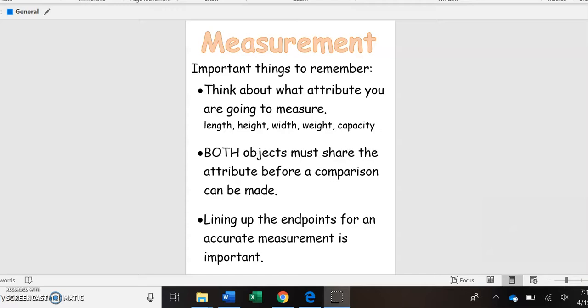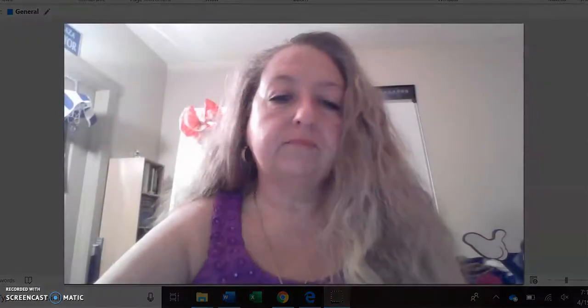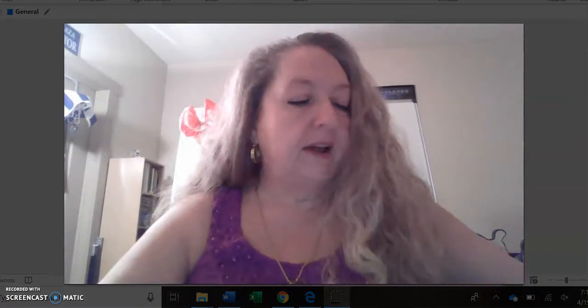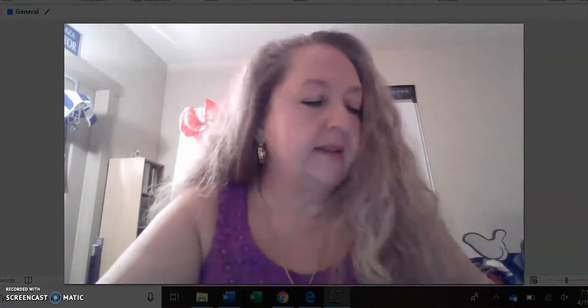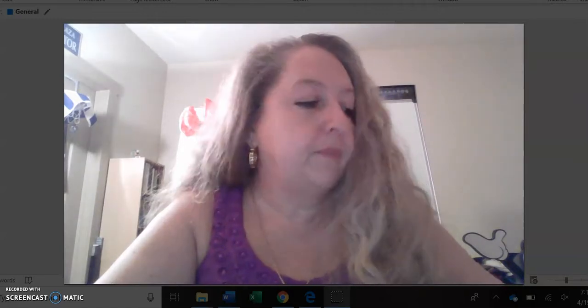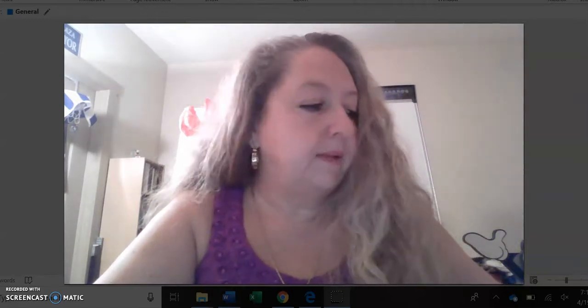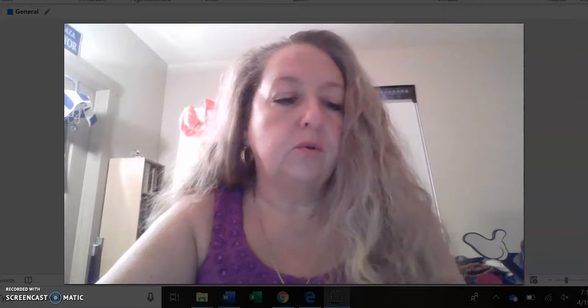Because if you're just putting your object and you're starting in the middle to measure, it's not going to help you. So starting at the end point is what you need to do. Okay. So if I want to use my pennies, and today we're only going to do the non-standard because we're going to have a couple lessons coming up, and it's going to be with non-standard tools.